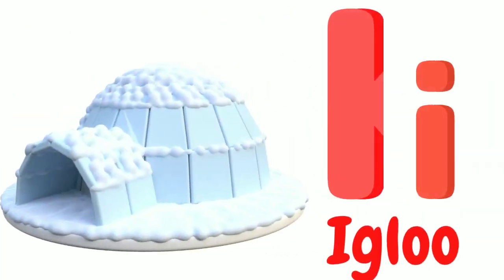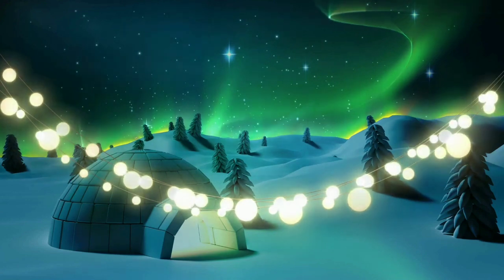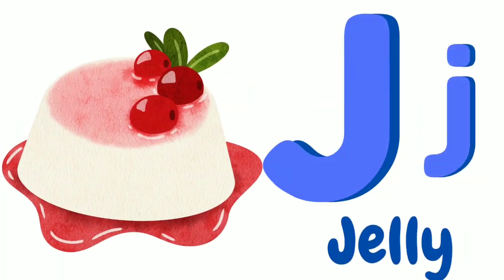I is for igloo, igloo, igloo. This is an igloo, igloo, igloo. J is for jolly, jolly, jolly. This is the jolly, jolly, jolly.